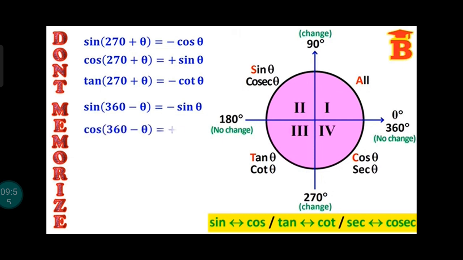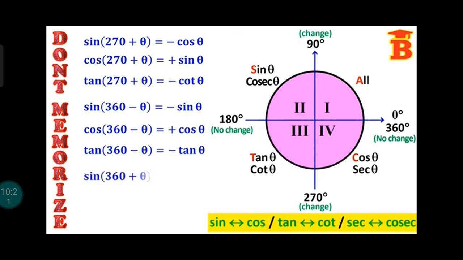Next, cos 360 minus theta lies in fourth quadrant. In fourth quadrant, cos is positive and no change, so the answer is plus cos theta. Next, tan 360 minus theta. In fourth quadrant, tan is negative and no change, so we get the answer minus tan theta.